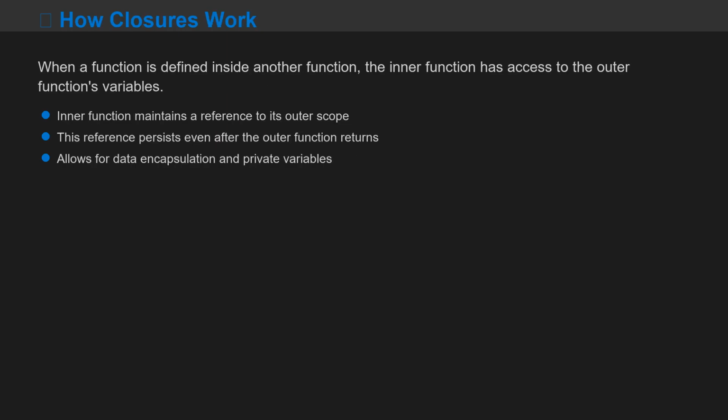Now let's understand how closures actually work. When you define a function inside another function, the inner function has access to the outer function's variables. The key points are: first, the inner function maintains a reference to its outer scope; second, this reference persists even after the outer function returns; and third, this allows for data encapsulation and private variables.